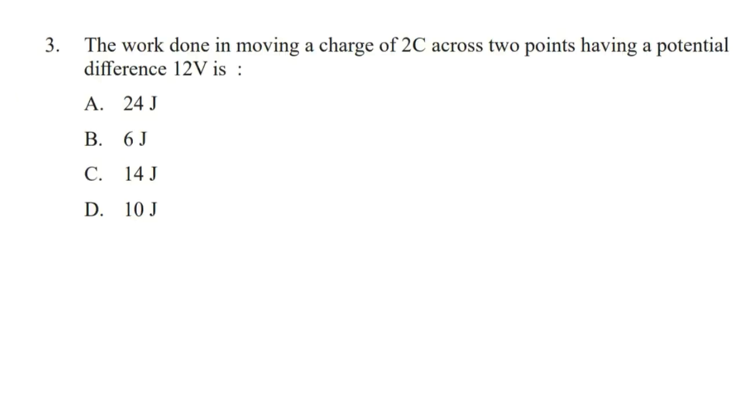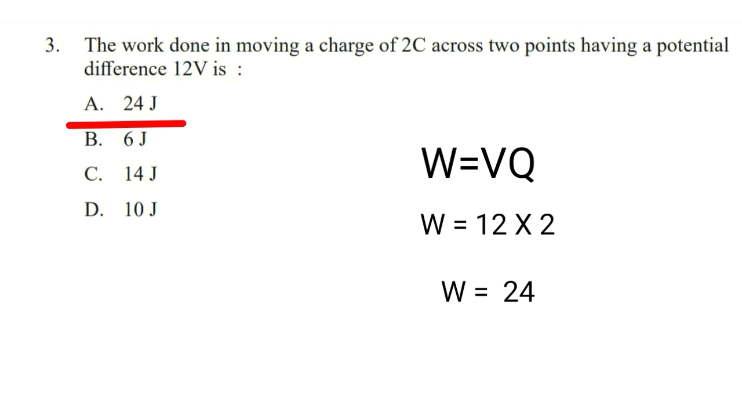Next, third question. The work done in moving a charge of 2 coulomb across 2 points having a potential difference of 12 volts is, here we have to use the formula for work done, that is W is equal to V into Q. The potential difference is 12 and charge is 2 coulombs. So 12 times 2 is 24. The answer is option A, 24 joules.